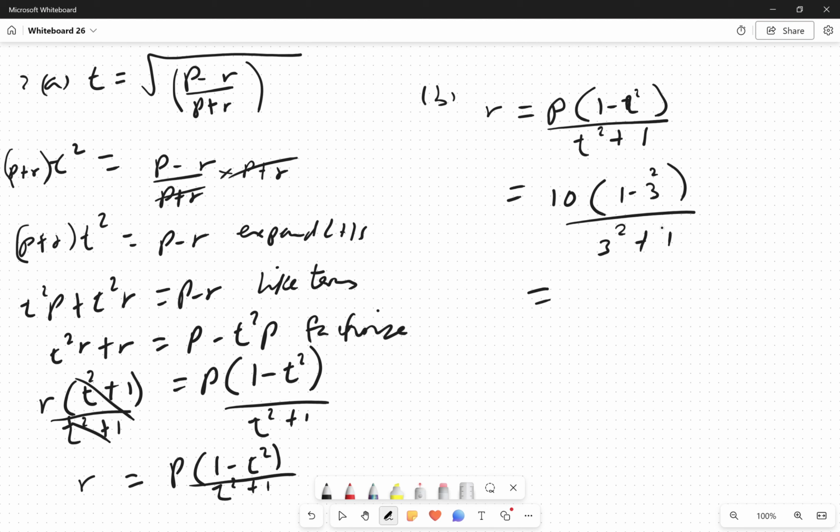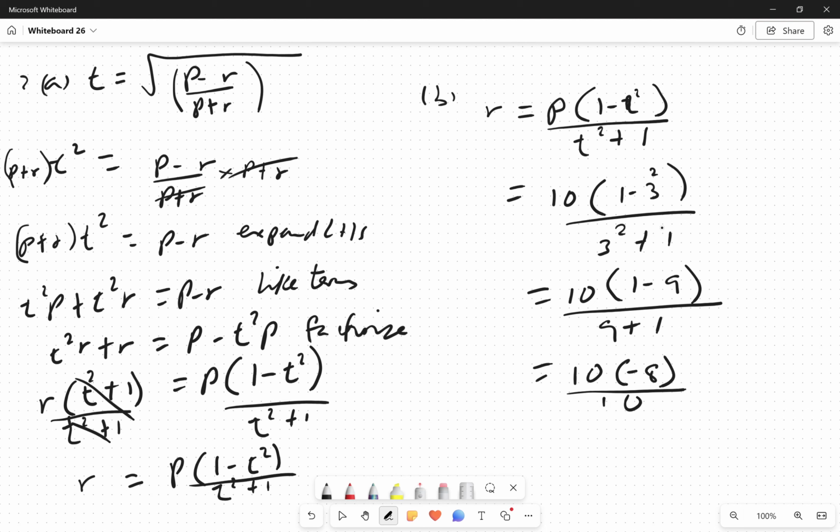So this is going to give us 10 times 1 minus 3 squared, that's 3 squared is 9, so you have 10 into 1 minus 9, and we divide it by 9 plus 1. So this is going to give us 1 minus 9 is negative 8. So you multiply by 10. So let's put it this way, 10 into negative 8, and then we divide it by 10. You're going to have negative 80 over 10. Or if you want to cancel the 10s out, your answer is simply negative 8.